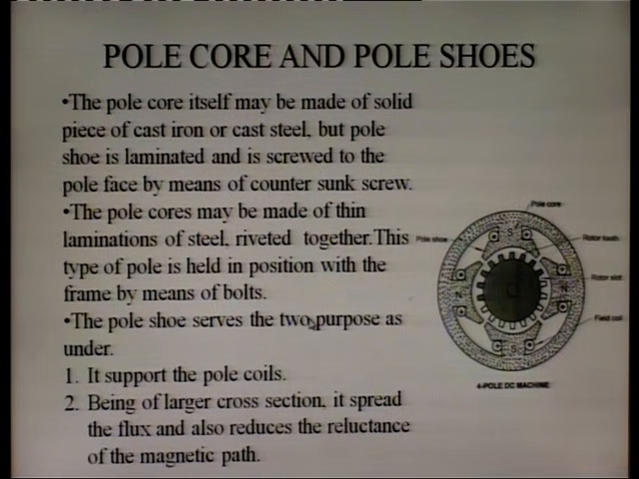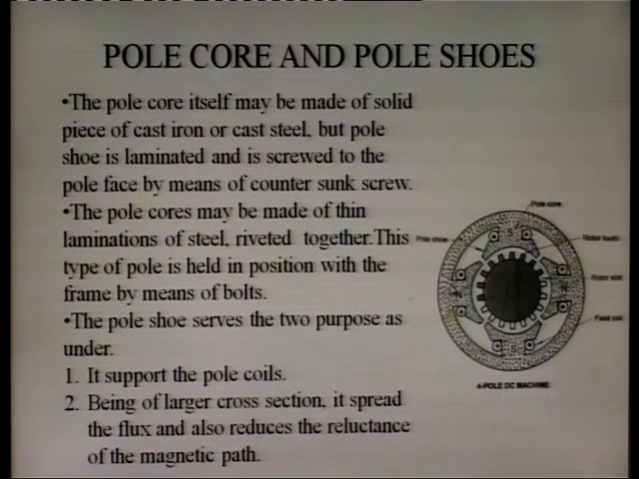Pole core and pole shoes. The pole core itself may be made of a solid piece of cast iron or cast steel, but the pole shoe is laminated and is screwed to the pole face by means of countersunk screws. The pole core may also be made of thin laminations of steel riveted together. This type of pole is held in position with the frame by means of bolts. The pole shoes serve two purposes. First, it supports the pole coils. Second, being of larger cross section, it spreads the flux and also reduces the reluctance of the magnetic path.